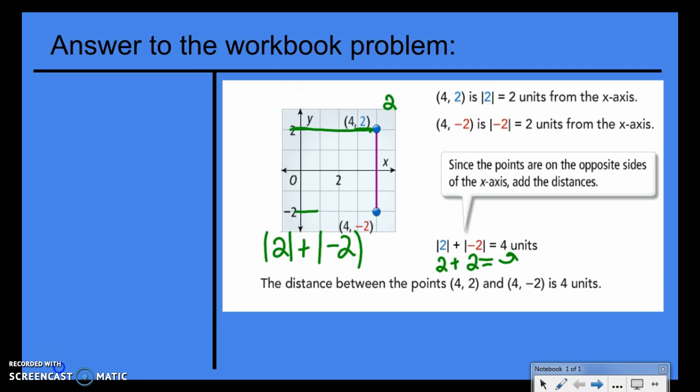So this is a quick way to do this. Some of you guys have been really adamant on counting, like you'll go 1, 2, 3, 4, and that's fine, but it wastes time. And the point of math is to figure out quick ways to solve problems. So just doing quick mental math, like, okay, that's 2 units, that's 2 units, 2 plus 2 is 4. What is the distance? All right, let's look at another example.